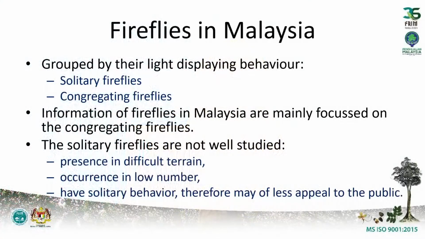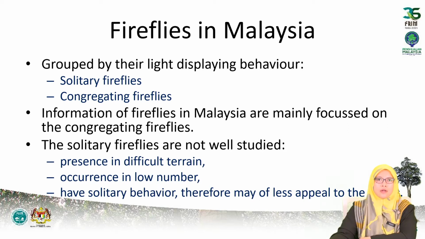In Malaysia, there are actually 2 groups of fireflies that can be grouped based on their habitat and also their behavior. They are called the solitary fireflies and the congregating fireflies. Information of fireflies in Malaysia is more towards the congregating fireflies. However, the solitary fireflies, being more diverse in terms of their morphology, behavior and habitat requirements, are still less studied. Therefore, we need to understand them further.